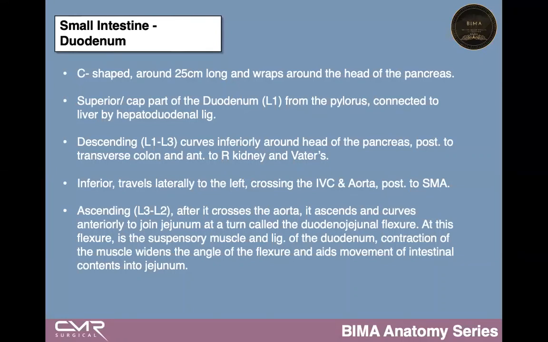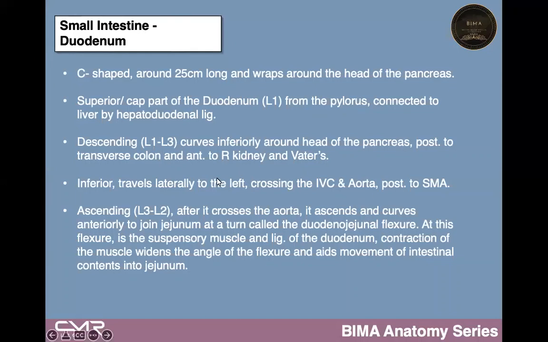So this is the second part. This is from the level of L1 to L3, and it curves inferiorly around the head of the pancreas. It's posterior to the transverse colon, but it's anterior to the right kidney and also Vater's papilla, which will be the point where the bile and pancreatic juices are entering the duodenum, obviously, to emulsify and break down all the food that you've just eaten, and to give it color, obviously, as well.